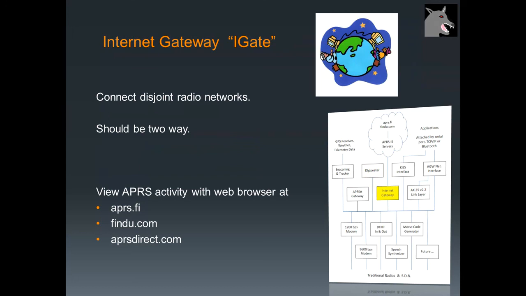Okay, so the purpose of an internet gateway or IGate station is to enable the flow of information between disjoint local radio networks. And it should really be two-way for the full functionality to work. Some people think that IGate stations exist just so that you can view the worldwide APRS activity on a web browser, but they're really missing the big picture. That's only one use case. It's meant to be a two-way system, and receive-only IGate stations break the system, and I'll get to an example on that.